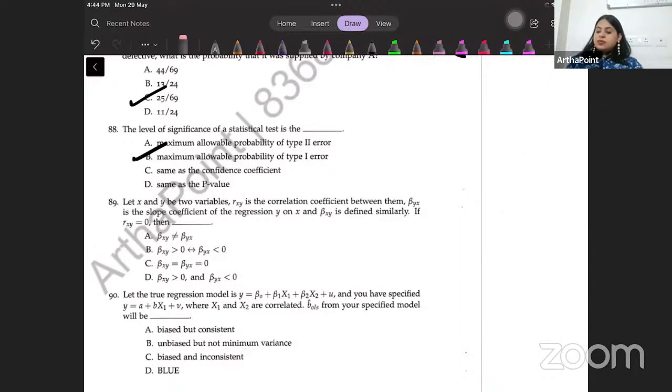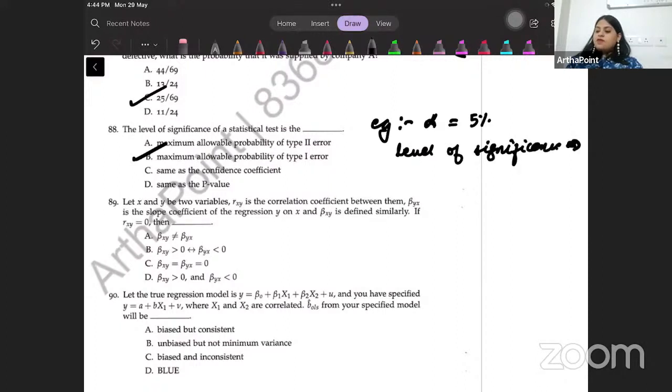For example, if alpha is the error I can have, that is 5%. So my level of significance will be 95%. I'm 95% confident that the test is doing well.